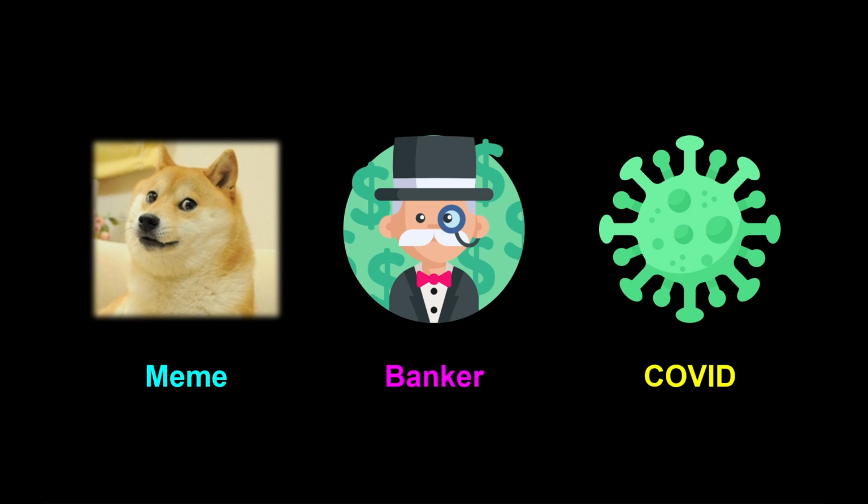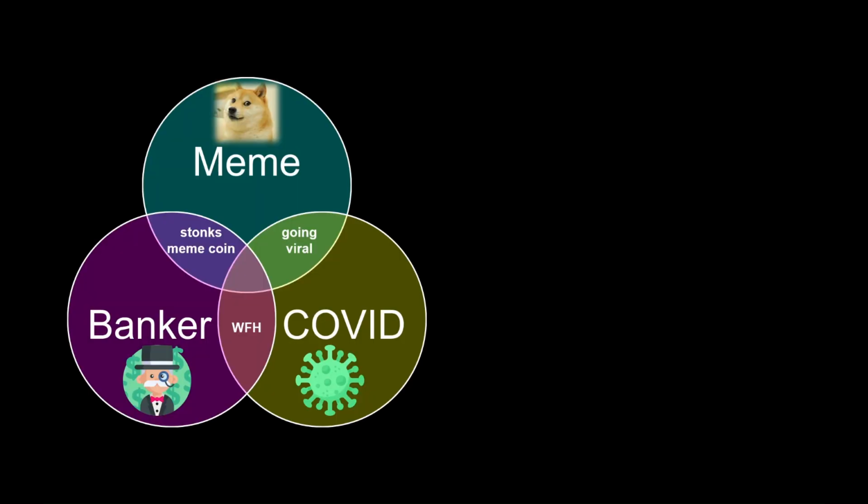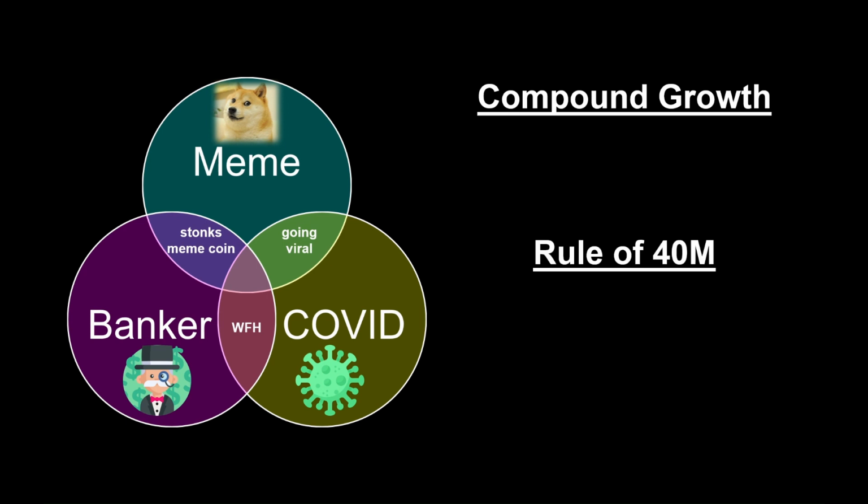What does a meme, a banker, and COVID have in common? Well, the relationship can be explained by this Venn diagram, but the one thing to unite them all is the idea of compound growth: the growing popularity of a meme, the spread of COVID, and the compound interest the bank charges you. In this video, I will show you how to use the rule of 40M to estimate the return of anything that has compound growth.